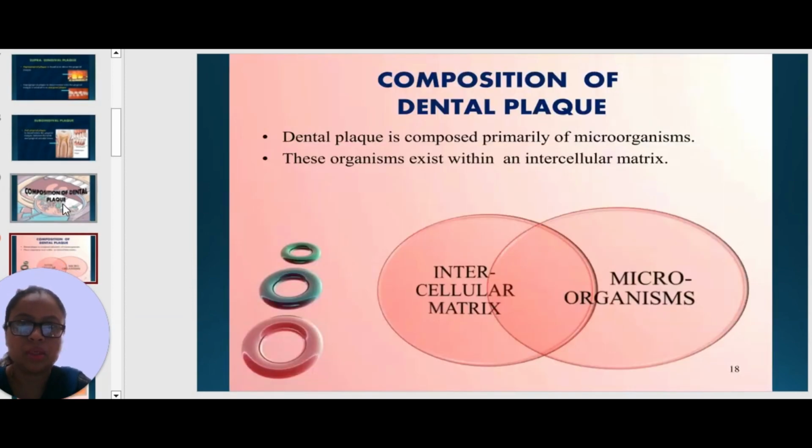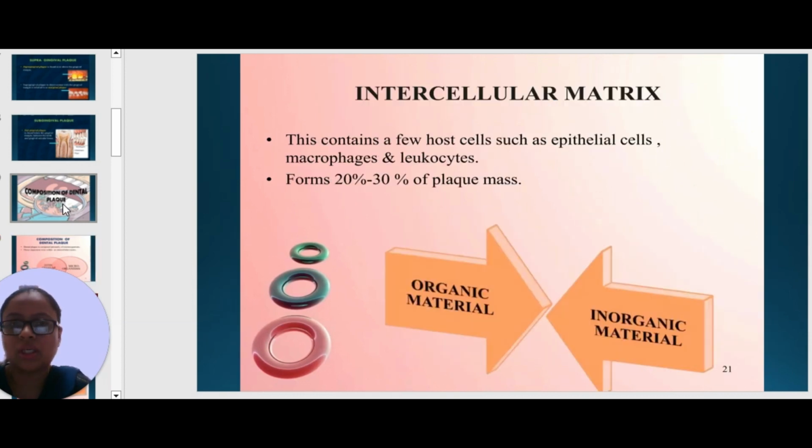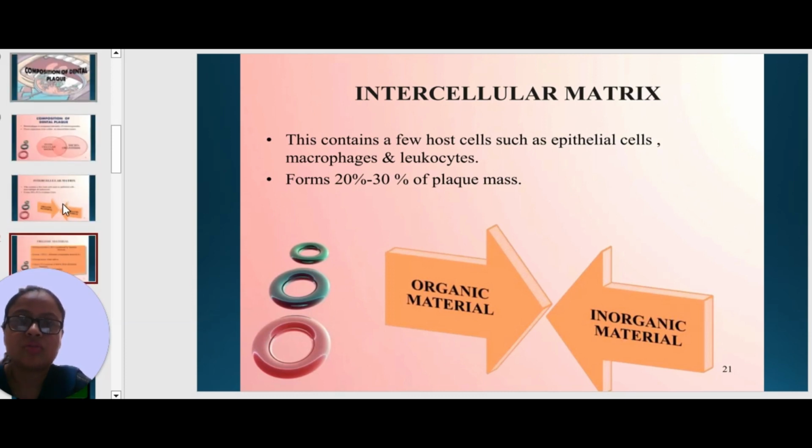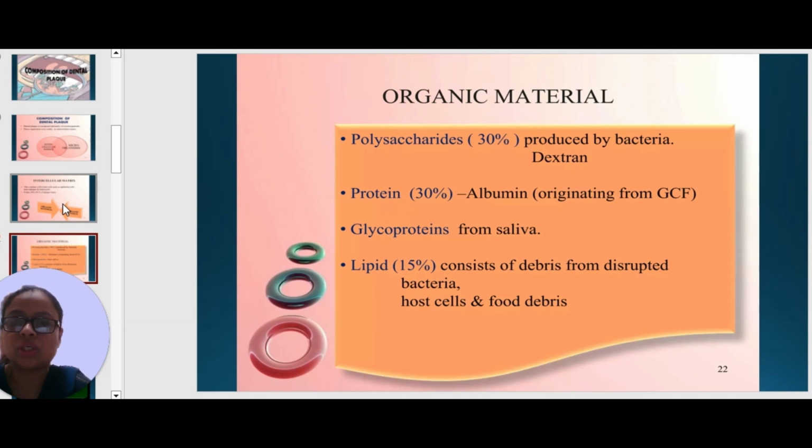Then, composition of dental plaque. Dental plaque mainly consists of microorganisms. Initially they are gram-positive, and later on they are replaced by gram-negative bacteria. These organisms exist within the extracellular matrix, which assists in the initial colonization of bacteria on the surface. The intercellular matrix is divided into two components: organic and inorganic. The organic component mainly consists of proteins, polysaccharides, and other components. The plaque matrix is derived from glycoproteins from saliva and some from GCF, that is gingival crevicular fluid.